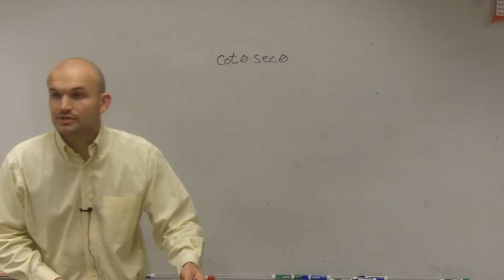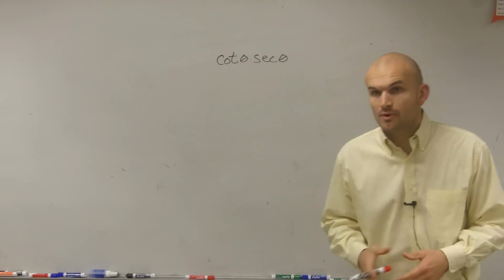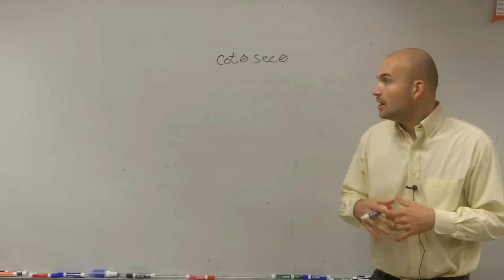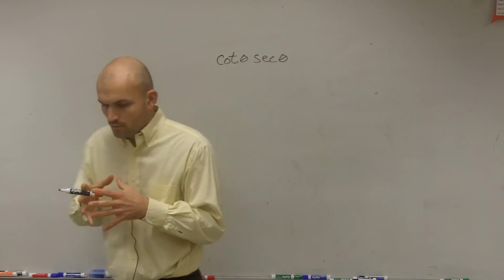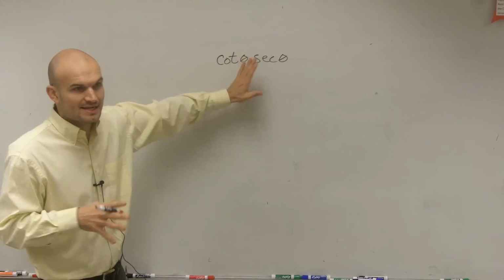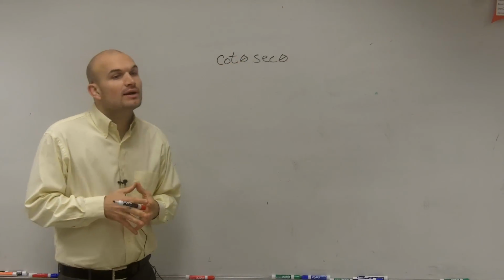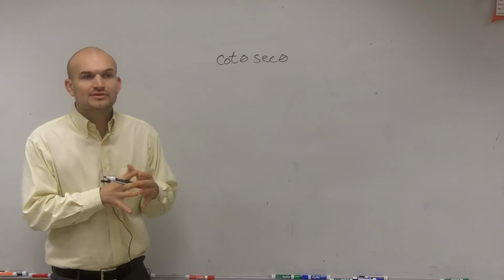Ladies and gentlemen, what we're going to do is simplify this expression. By simplifying the expression, we want to try to write it as one trigonometric term or an evaluation. Right now I have cotangent of theta times secant of theta. And what I want to look at, Lauren, is how I can maybe rewrite this so I might be able to simplify.